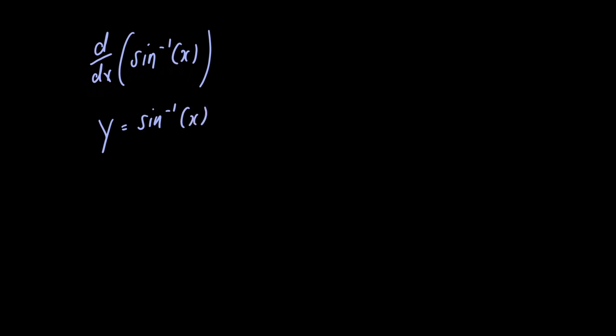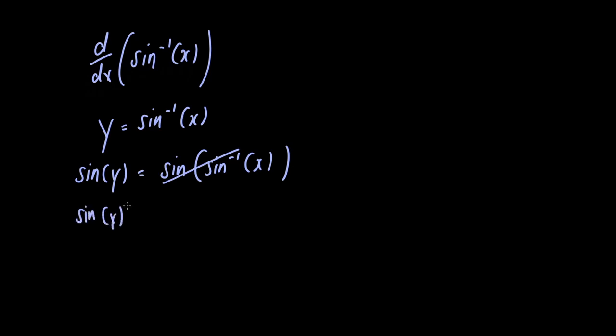So we're going to have sine of y, sine of inverse sine of x. Now the sine here and the inverse sine here just cancel, so we're left with sine y equals x. At this point we want to differentiate both sides of our equation with respect to x, so let's go ahead and just write that up here.